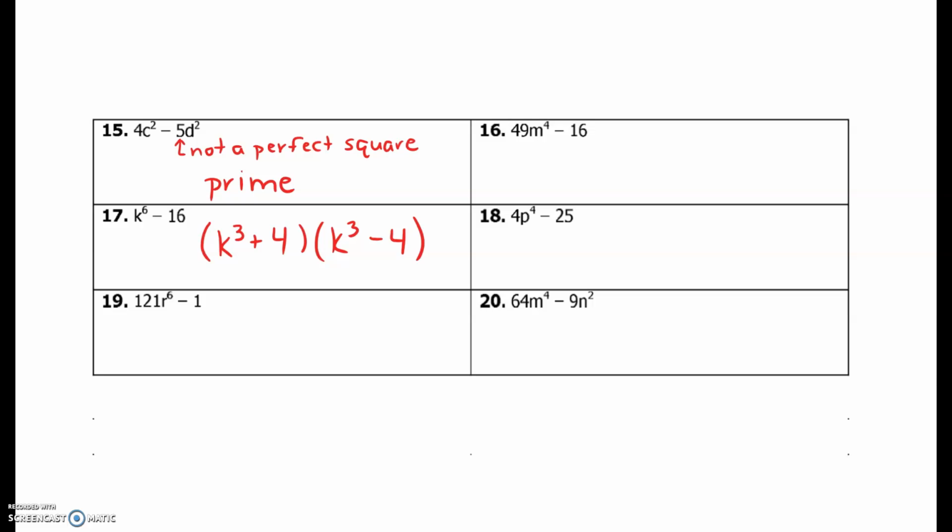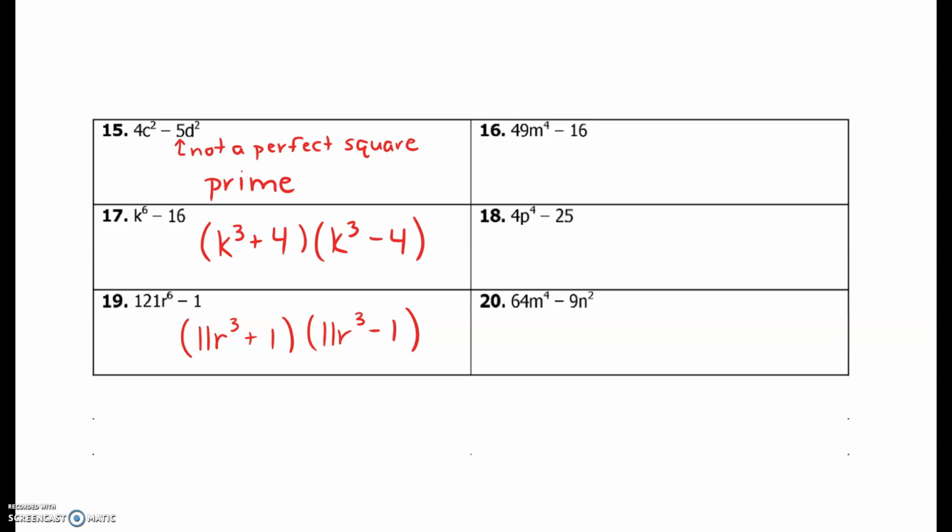Continuing along with number 19, the square root of 121 is 11. R to the 6th, we split that in half, we will get r to the third, plus 1, and 11 r to the third minus 1. I got the 1 from taking the square root of 1 in the second term.